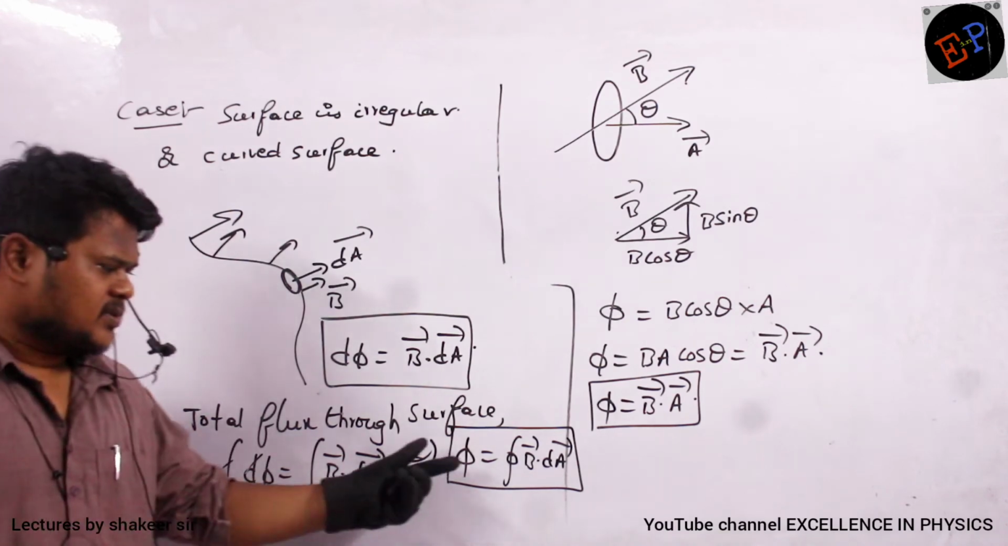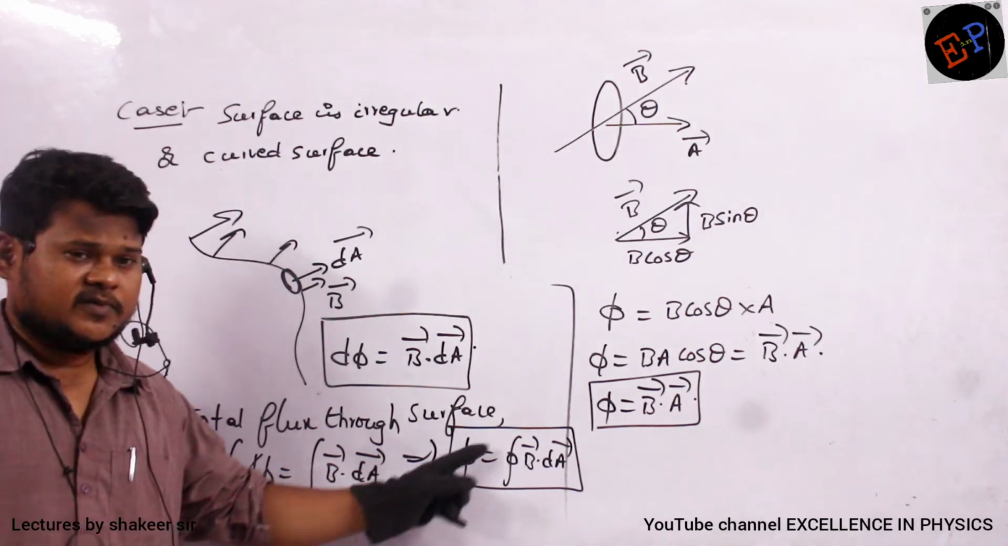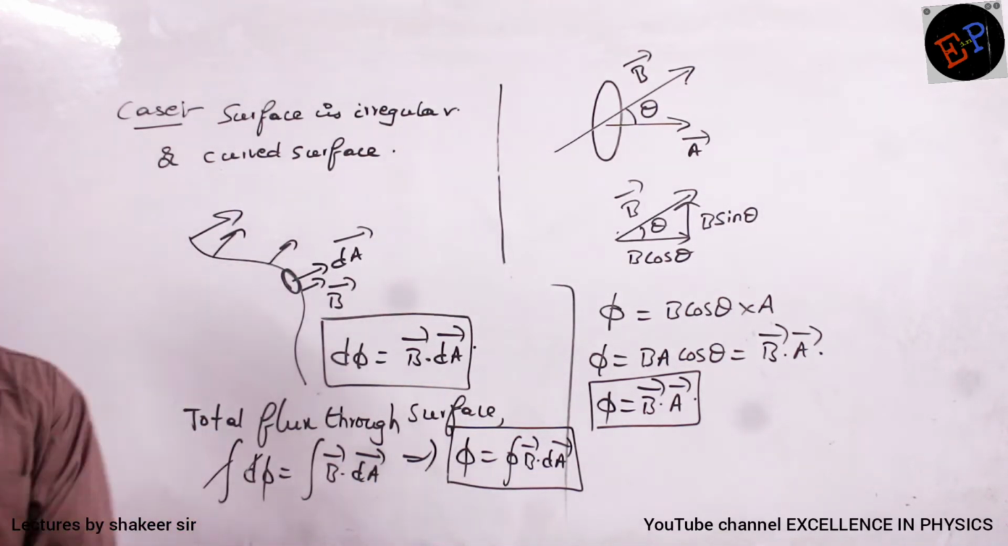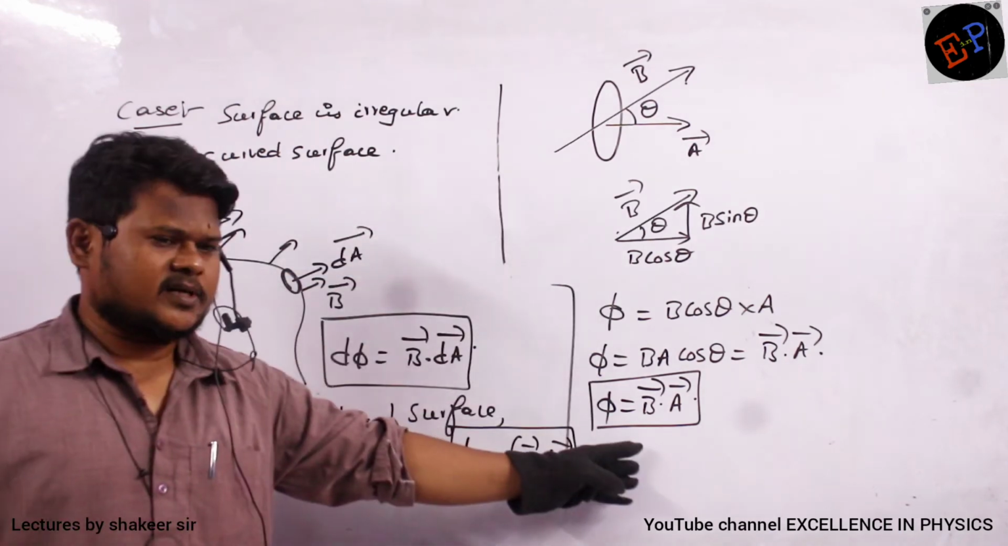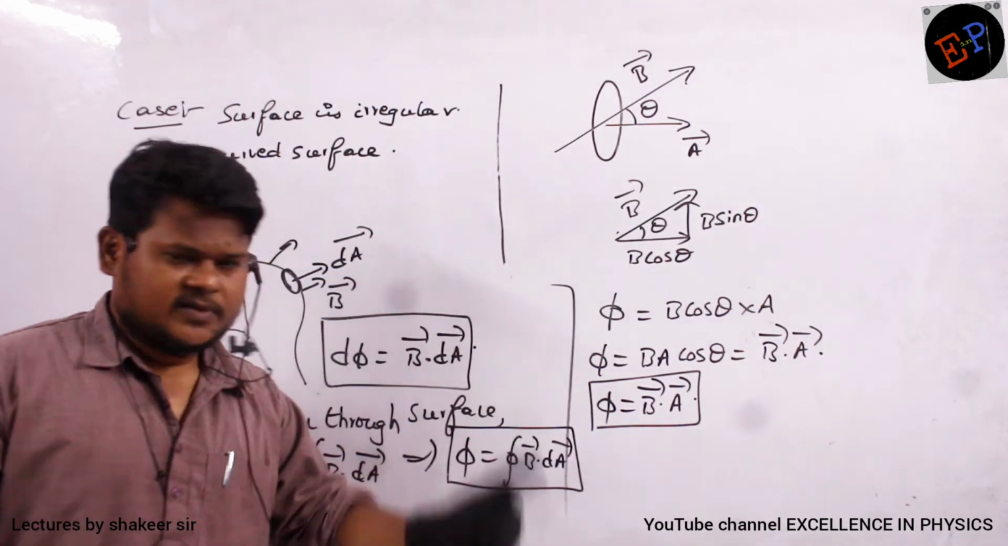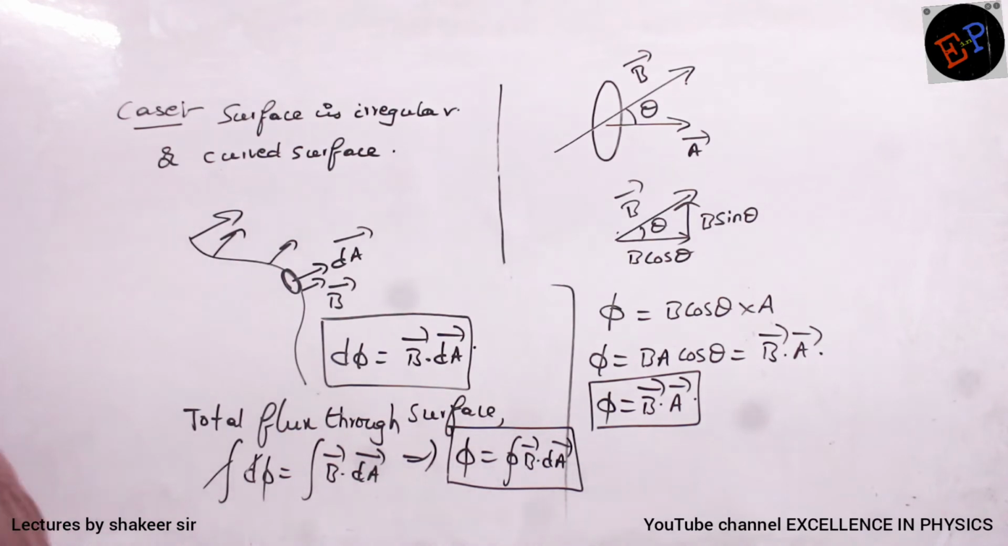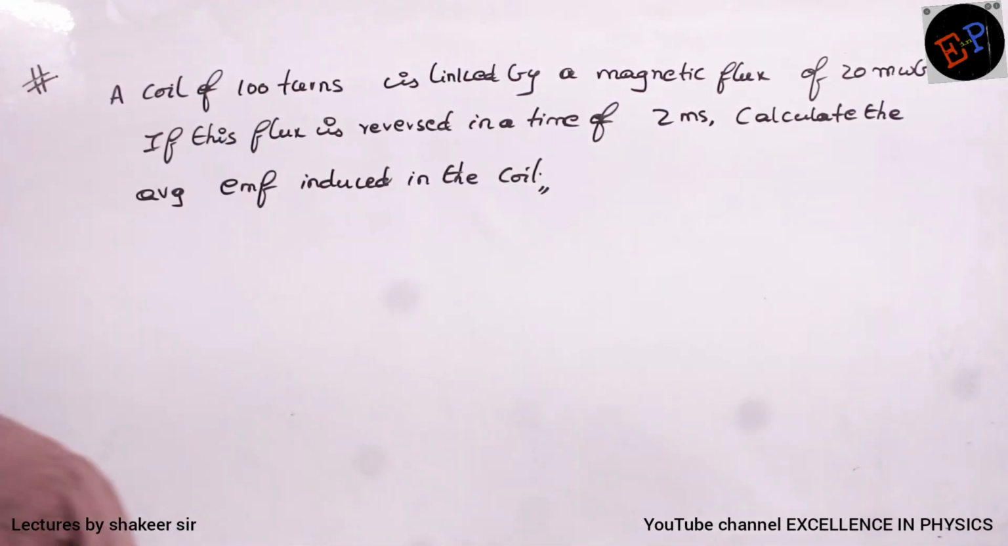So this is the equation to calculate flux when the area is not regular. If it is a regular surface, use the direct formula. If it is an irregular surface, then you have to use integration. That's it.